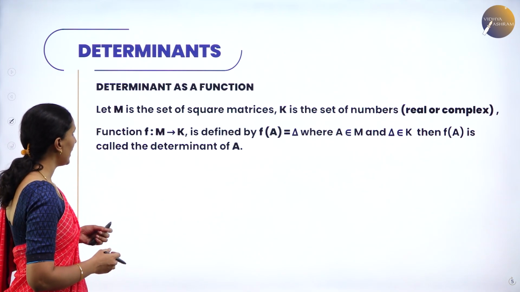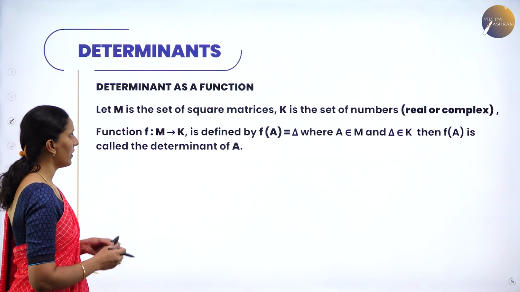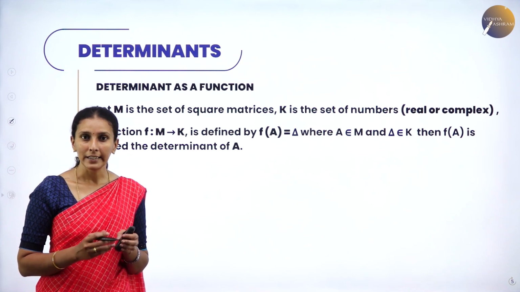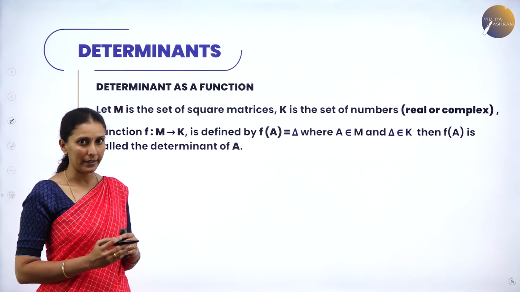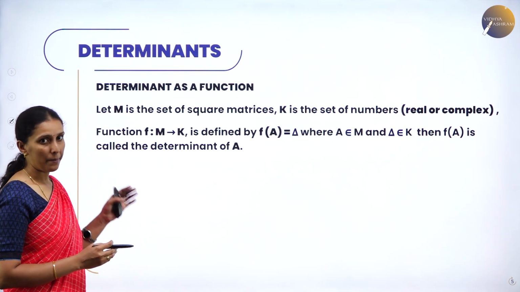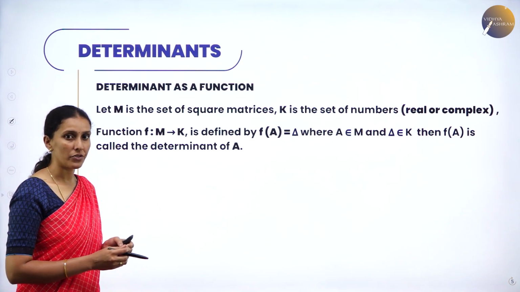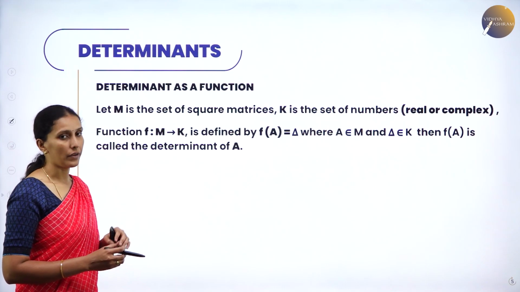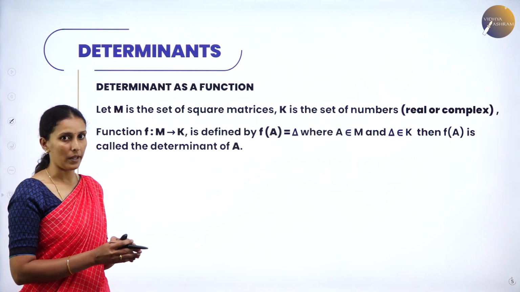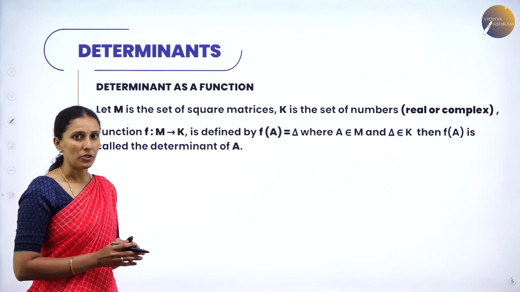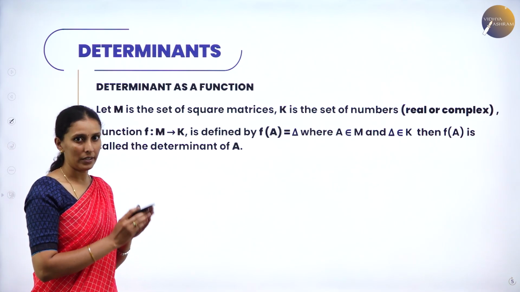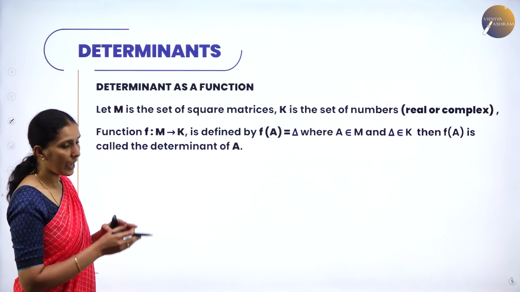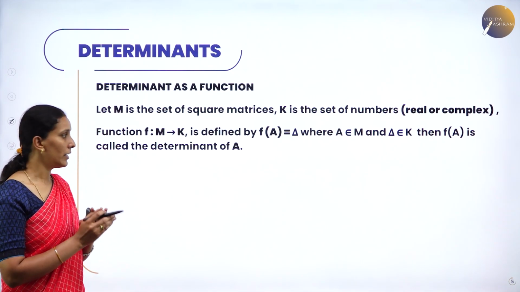So, when I take determinant as a function, we can call it in the form of f or delta, and let me consider M, where M is the set of square matrices and K is the set of numbers which is real and complex. In this chapter, we are going to study only the determinant value for real numbers. So, let us consider K is the set of real numbers.